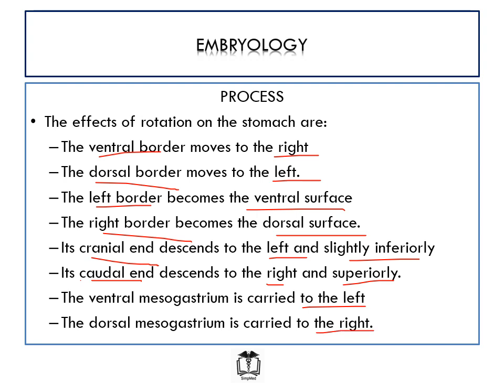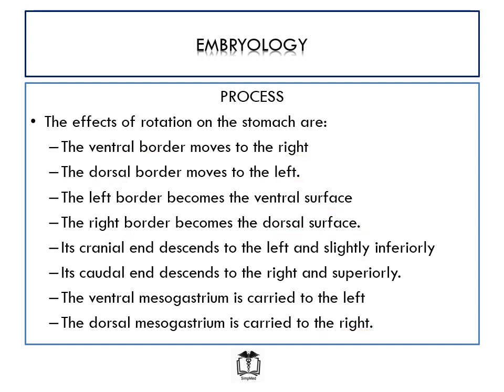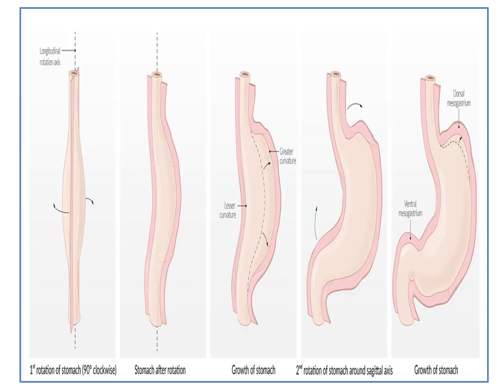So this is practically what happens. Please memorize what happens once the stomach rotates 90 degrees clockwise on its longitudinal axis. This is an example of the stomach and its rotation. You see how the stomach is positioned initially. This is the ventral surface, and this is the dorsal surface here.